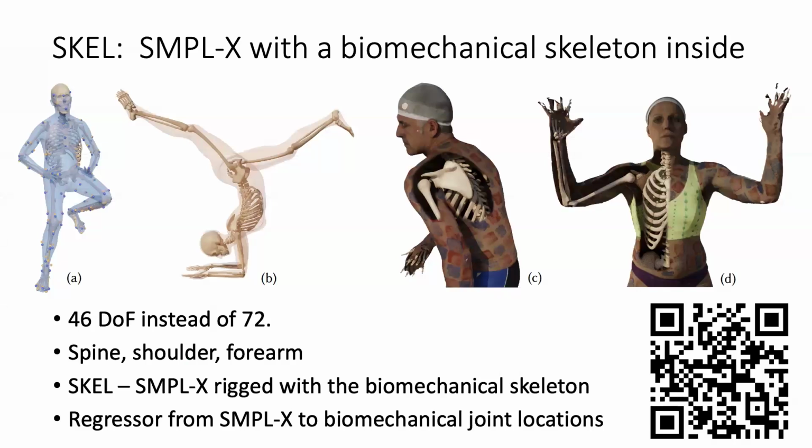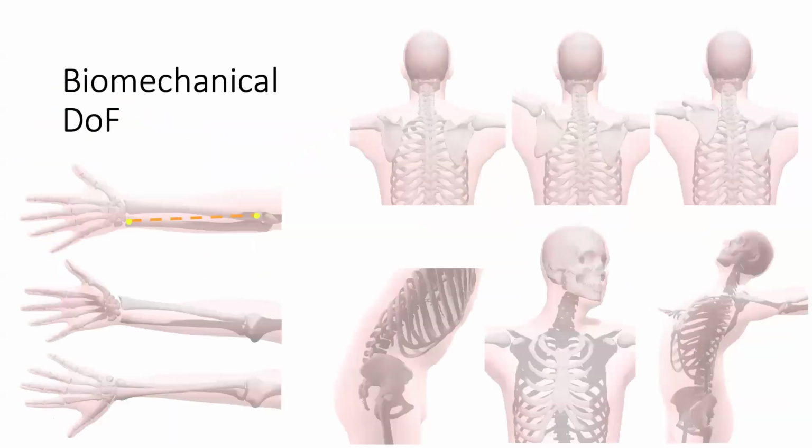And then we built something called SKEL. You'll see George Pavlakos' group has a paper on estimating SKEL from images at this conference. It has a bunch of properties. It's still like SMPL, but it only has 46 degrees of freedom instead of 72. SMPL is over-parameterized; your joints actually don't move the way the SMPL joints do. It includes a realistic spine and shoulder, and it has this rigged biomechanical skeleton inside. So you can basically go back and forth between SKEL and SMPL if you like, and you can replace SMPL in your methods, and you get a lot of benefits.